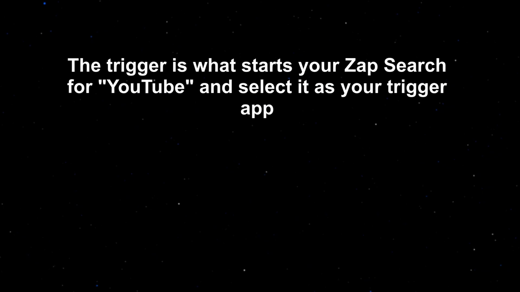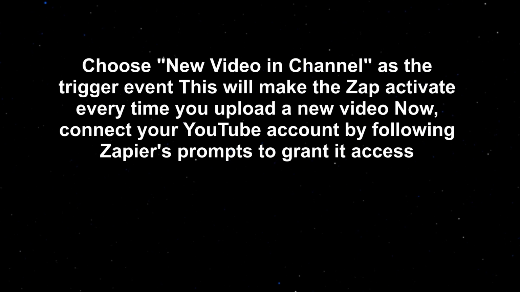The trigger is what starts your Zap. Search for YouTube, and select it as your trigger app. Choose New Video in Channel as the trigger event. This will make the Zap activate every time you upload a new video.